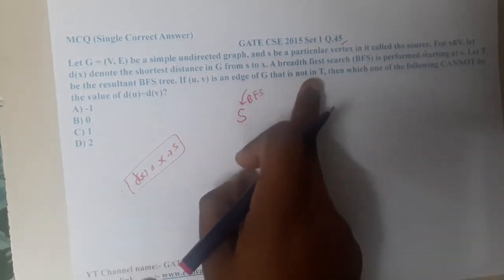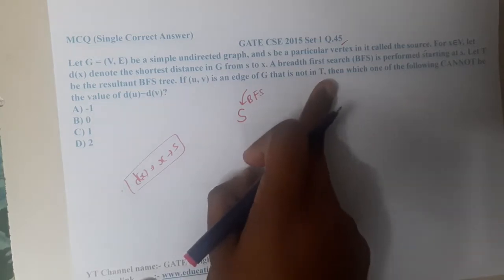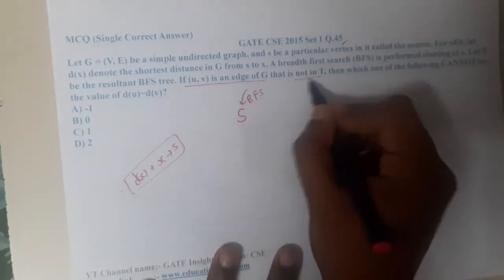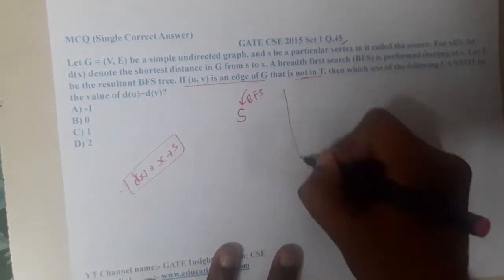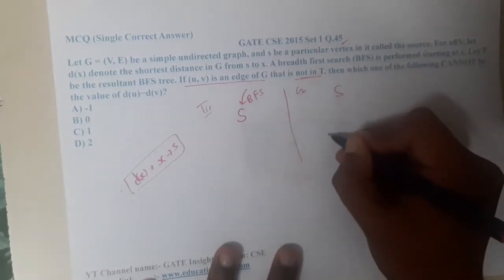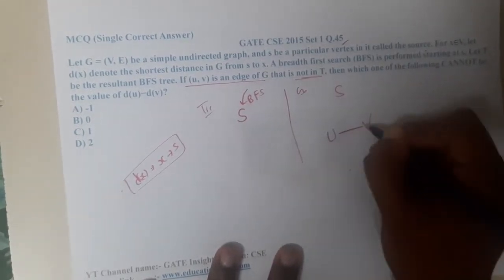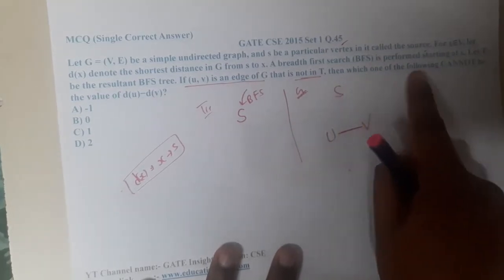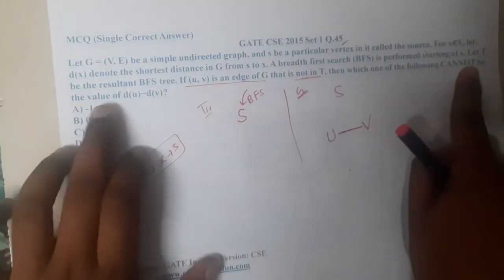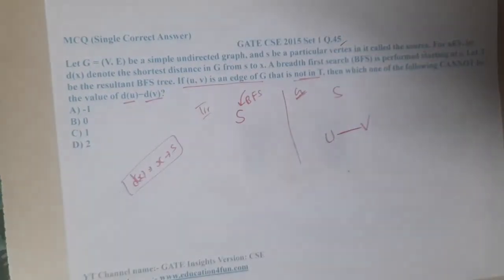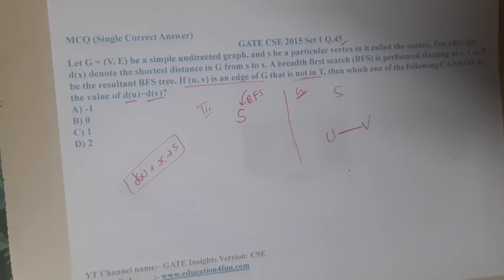that is not in T, it means it is in the graph but it is not an edge in the tree. So let us draw the graph here. S is there, U is there, V is there, and U and V are connected in the graph. Then which one of the following cannot be the value of d(U) minus d(V)? Now it makes sense, right?